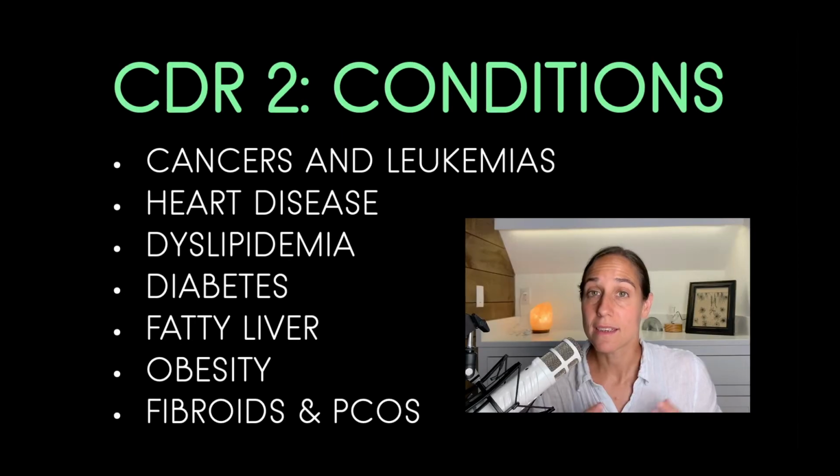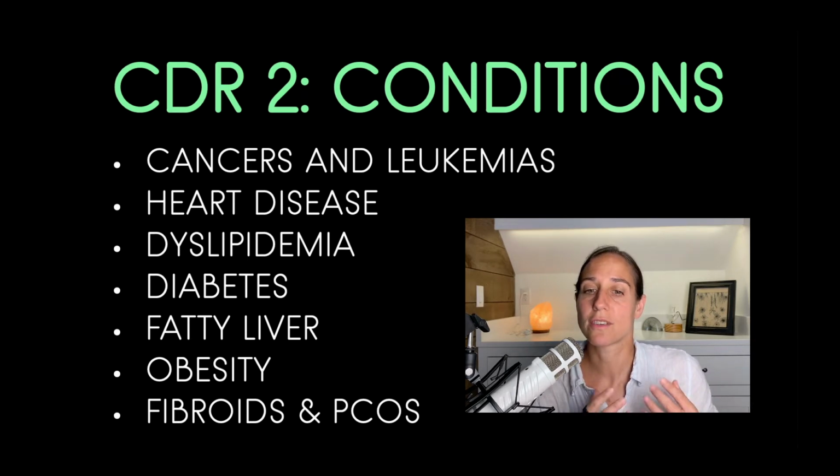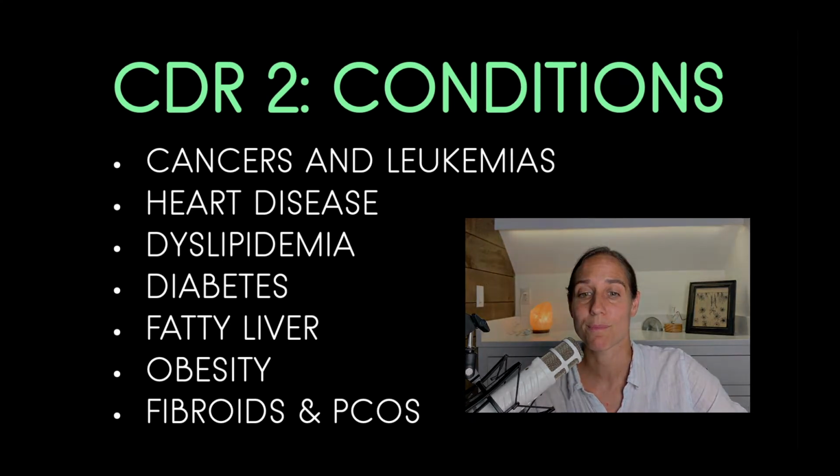Conditions that are associated with being stuck in too much CDR2 metabolism are cancers and leukemias, heart disease, dyslipidemia, diabetes, fatty liver, obesity, fibroids, PCOS, basically any sort of disease that is characterized by uncontrolled growth would be characterized by too much CDR2 and being stuck and not being able to move on.